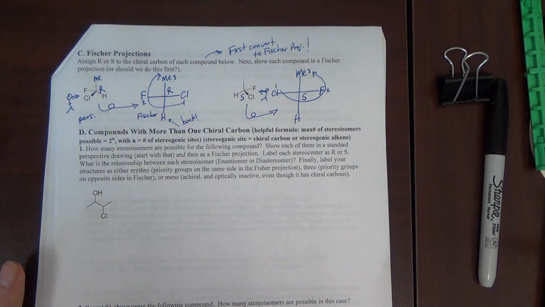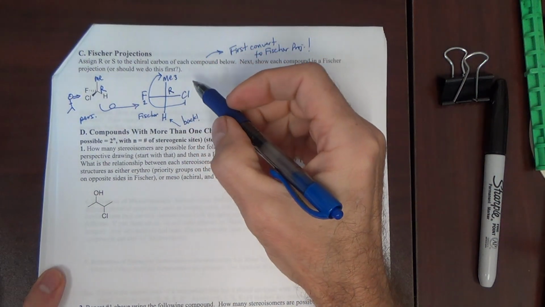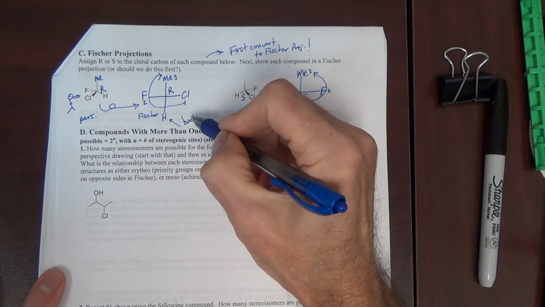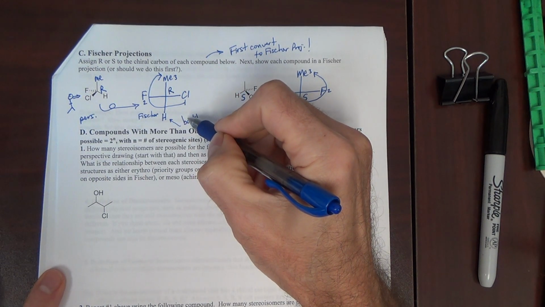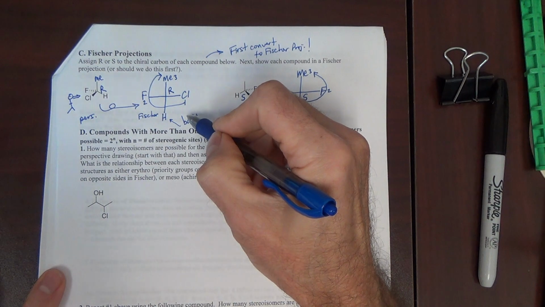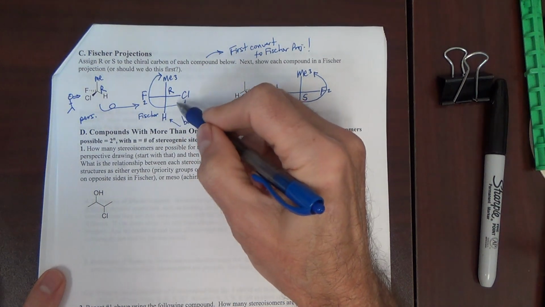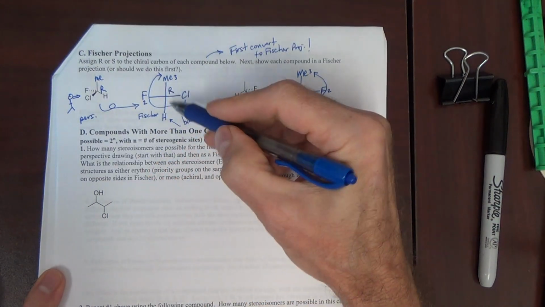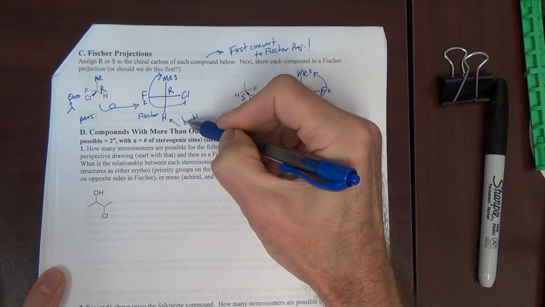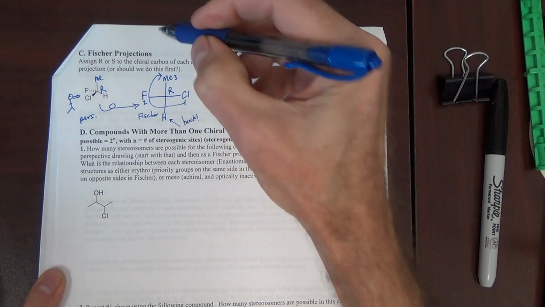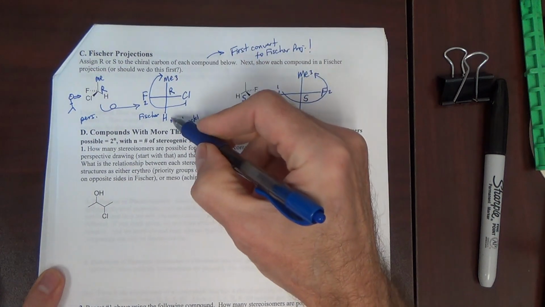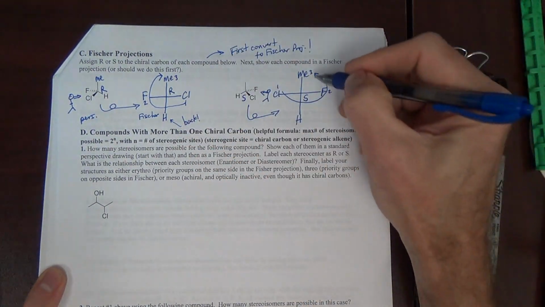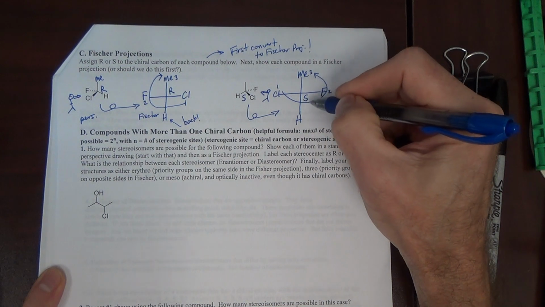Now let's start over, and now let's do R and S, and it's much easier because now the H has been positioned to be back, and we can rotate it. But now it's repositioned, in this case back. That's good because then we can just do priorities 1, 2, 3. We see it's clockwise with the low priority group back, that is R. And this one over here ended up being S.